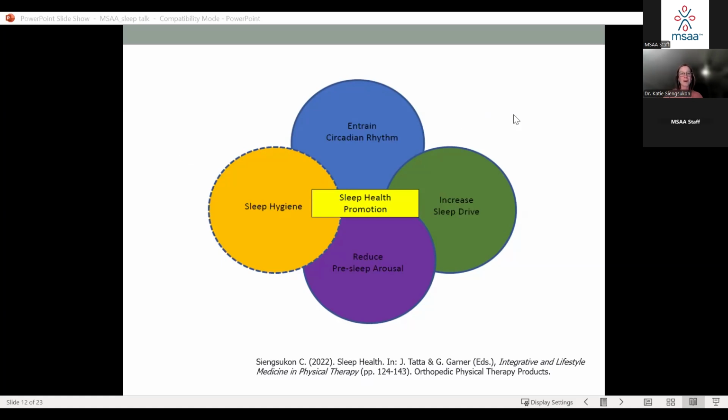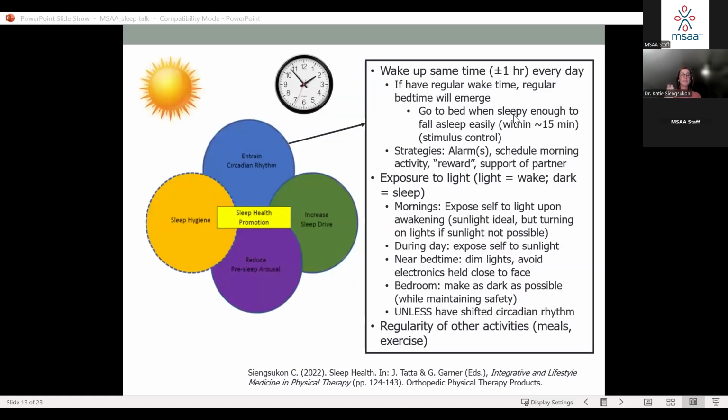Okay, so now for the fun part. How do I actually go about doing these things? So to entrain circadian rhythm, the two most important things that you can do is, and sorry, I know that was just a big cliffhanger to say the two most important things you can do. But I also say that these strategies are like best case scenario. This isn't an ideal world.